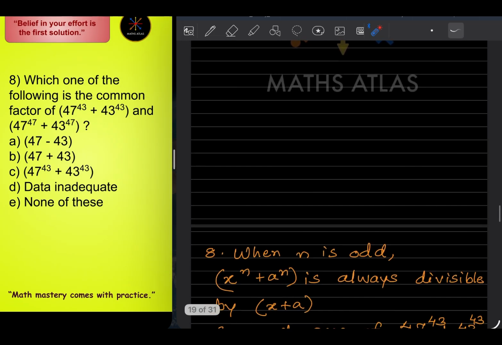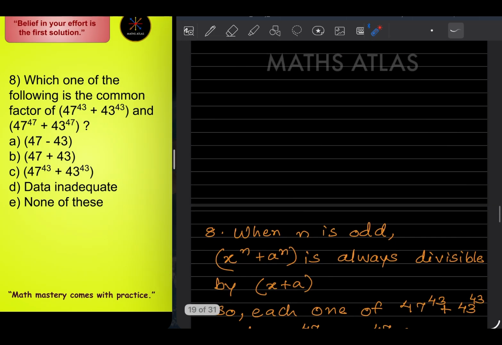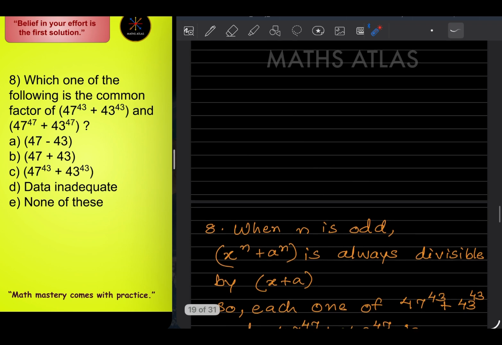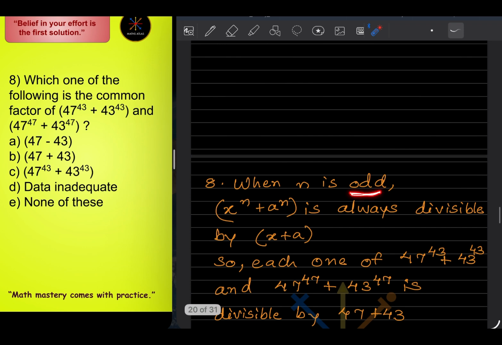Now the next one says, which one of the following is a common factor of 47 raised to 43 plus 43 raised to 43? You can have a look at the question there. So now here, when n is odd, x raised to n plus a raised to n is always divisible by x plus a. So this is the rule.